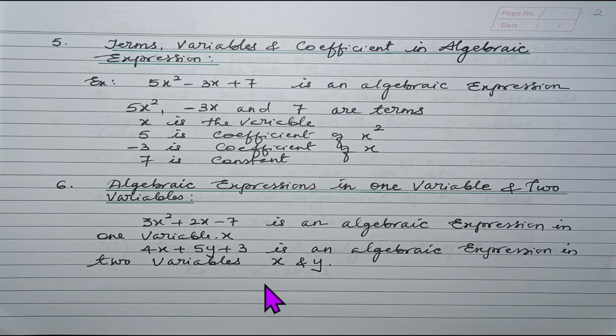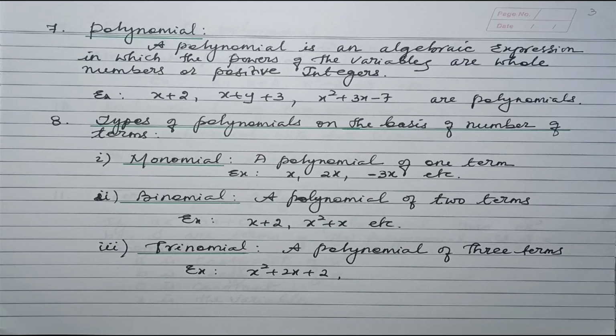Now algebraic expressions can be in one variable or in two variables. Now in one variable there is only one variable, that is x. So if you look at this example, 3x square plus 2x minus 7 is an algebraic expression and there is only one variable, and that is x. We can also have an algebraic expression with two variables. 4x plus 5y plus 3 is an algebraic expression with two variables because there are two variables x and y in it. Remember that.